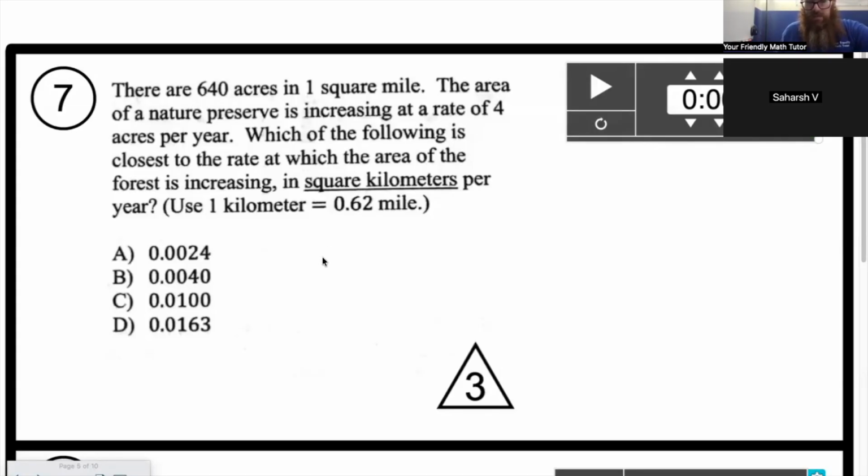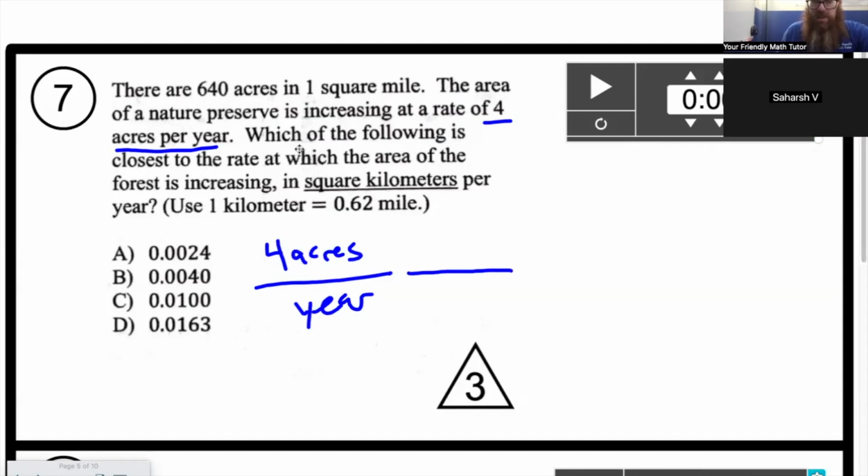What we start with is the fact that it's increasing at a rate of 4 acres per year. Now it turns out that the year doesn't matter because they want it in square kilometers per year, but I'm still going to just write it. So I just look for the rate they give us. So that's here. And then we're going to work to change it to square kilometers per year.